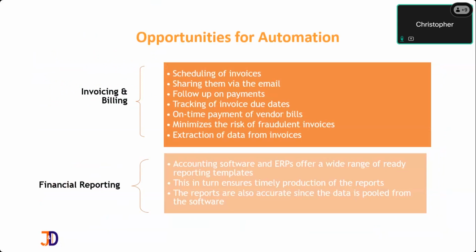In the accounting section, we'll have the invoicing and billing. The automation that can occur is the scheduling of invoices, sharing them via email, follow-up on payments, tracking of invoice dates, on-time payments, minimizing the risk of fraudulent invoices, and extraction of data from invoices. But these are just a few of what you can do within that particular section of invoicing and billing. Once it's catered for by technology, basically through ERPs and accounting software, then you're able to do more invoicing with fewer errors. That means they are more accurate and the process is even faster.